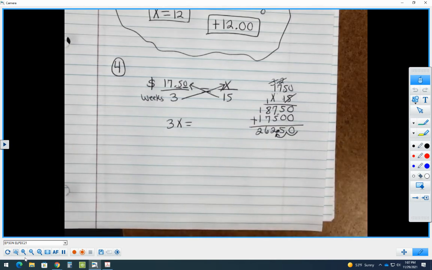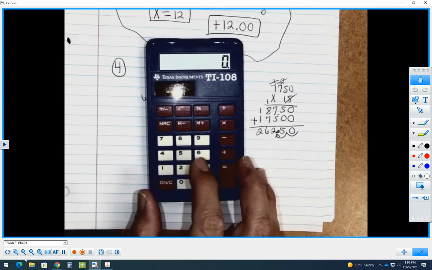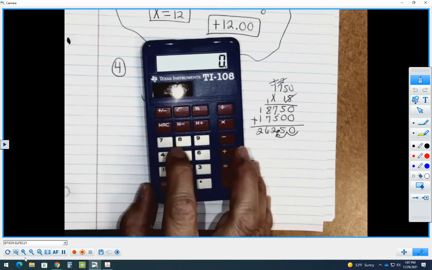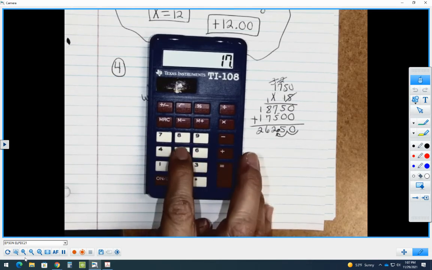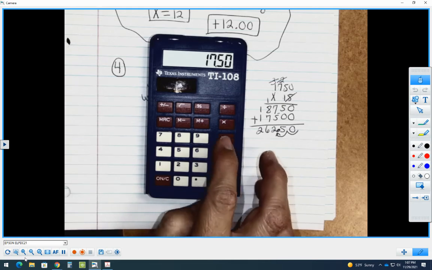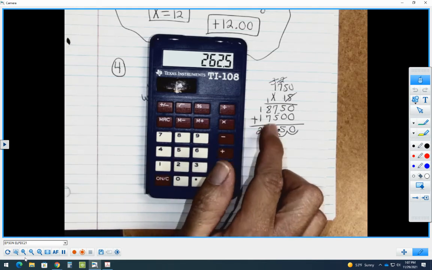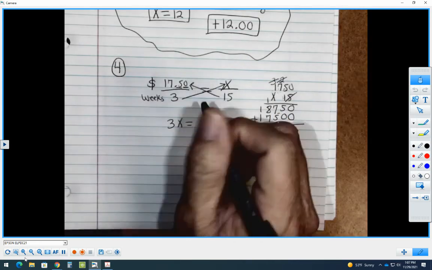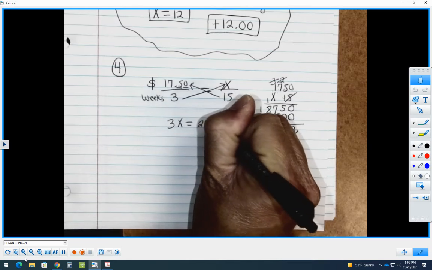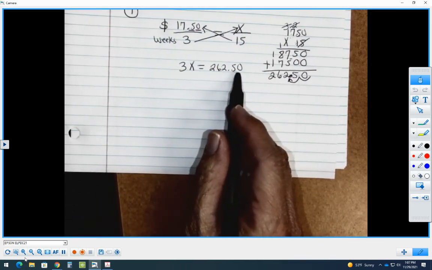We need to put back the decimal because we were multiplying decimals. Now, if you're a student with a calculator, you will not remove the decimal. Let the calculator take care of everything. 17.50 times 15. And you see you got the same answer. You can add a zero at the end since we want to think like money, right? So 262.50.